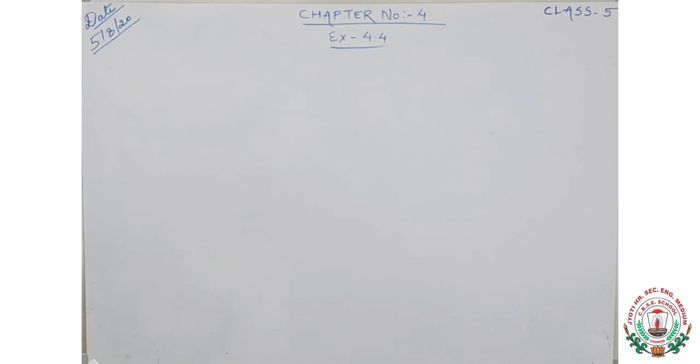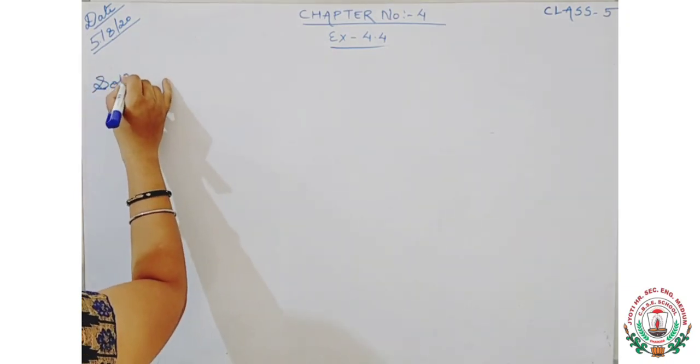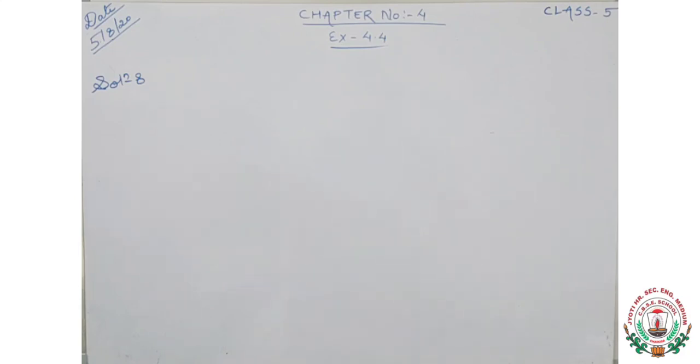Today we will continue with our chapter number 4, exercise number 4.4, question number 8. Okay, solution number 8. What is question number 8? A peon has 15 2 by 5 meter long ribbon. She cuts it into 7 equal pieces. What is the length of each piece?